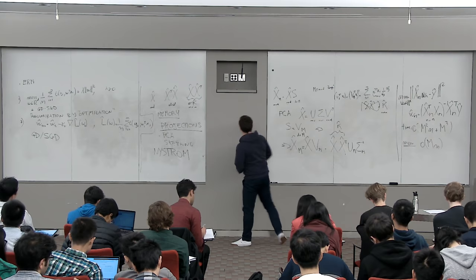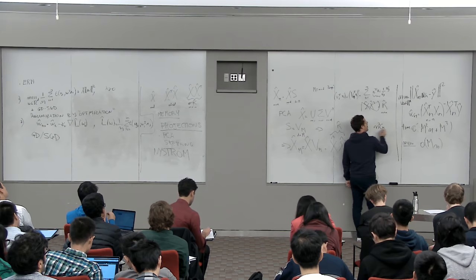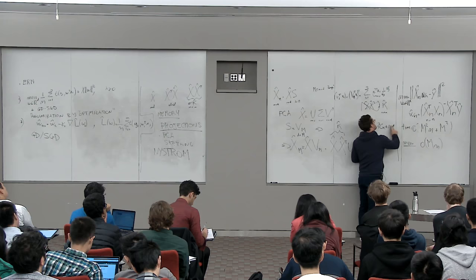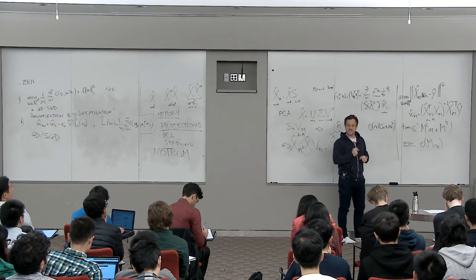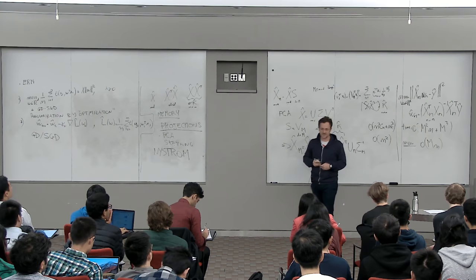For example, in the kernel case, typically what you have to do is build the kernel matrix, which is going to cost you n squared times the time of computing the kernel. Then you have to take n cubed to solve the linear system. And typically, you need something around n squared memory to deal with a full kernel matrix.